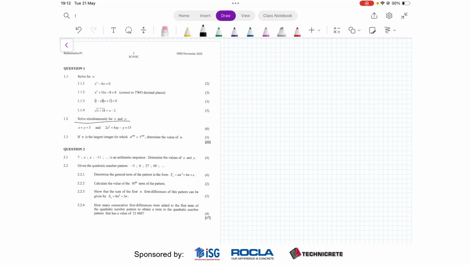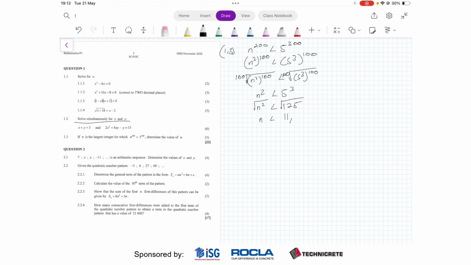Now, of course, it is important to remember that when you take the square root of 125, you find some number with decimals. Some of you will find 0.18, some of you will find 0.19, some of you will find 0.16. But when you round this number off to the nearest whole number, it gives you 11, so the maximum value of n can be 11.